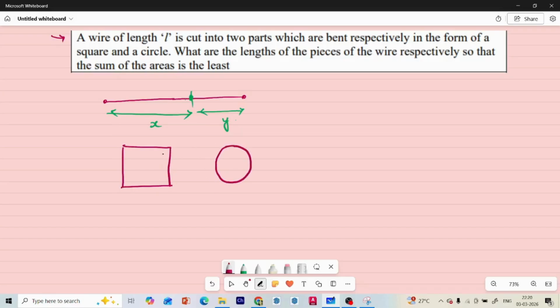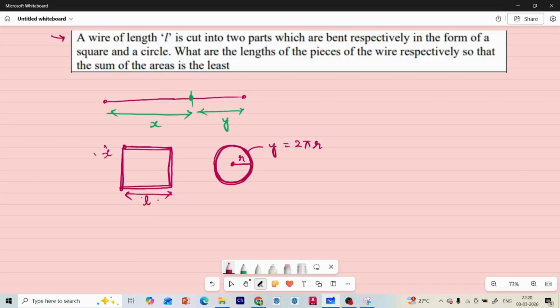So what do we understand? The perimeter of the square is x, the whole boundary has length x. And we are using this other piece of wire, so the circumference of this circle is y. Circumference y means y is equal to 2 pi r. We don't know the radius and the side, so let's find the side and the radius.